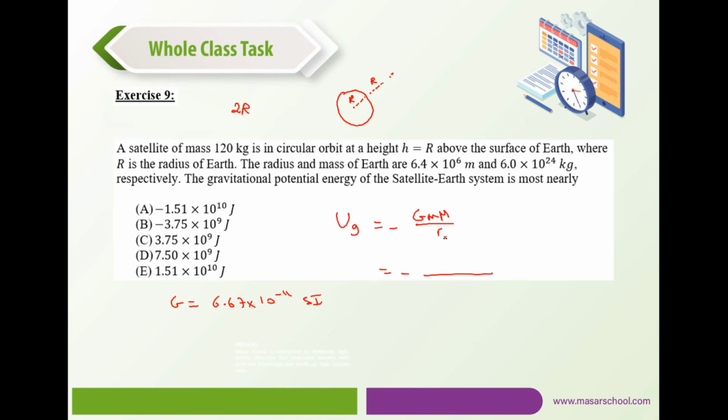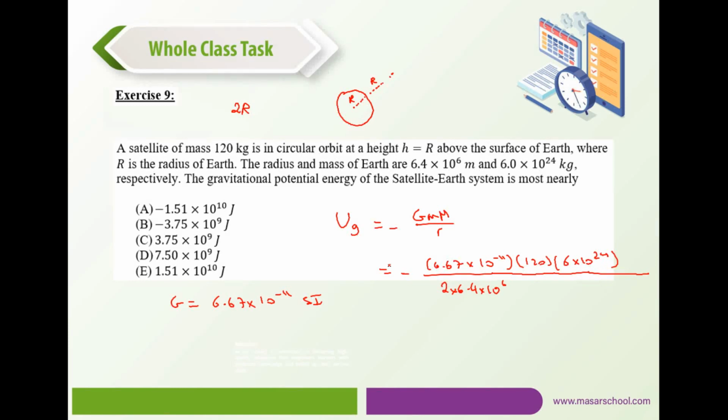Now the radius, remember that the radius in this case, or r, is the center of mass separation distance, which is the double of R, and that would be 2 times 6.4 times 10 to the power 6. And in the numerator we would place the value of G, which is 6.67 times 10 to the power minus 11, multiplied by the mass of the first object, which is the satellite, 120, multiplied by the mass of Earth, which is 6 times 10 to the power 24.